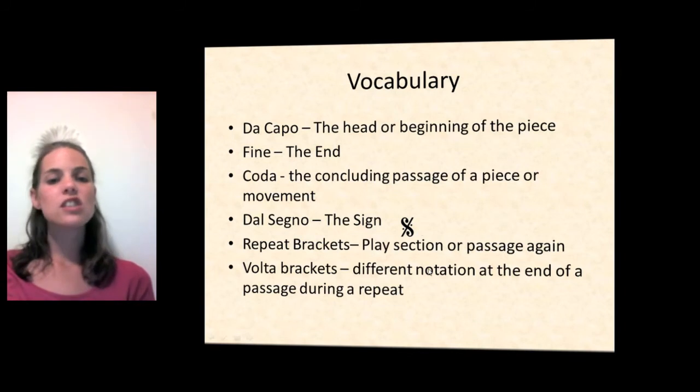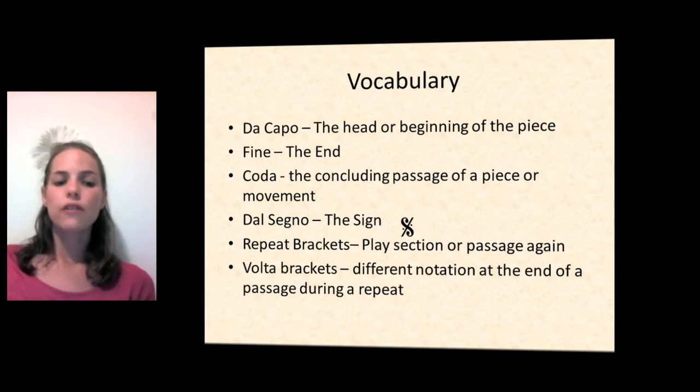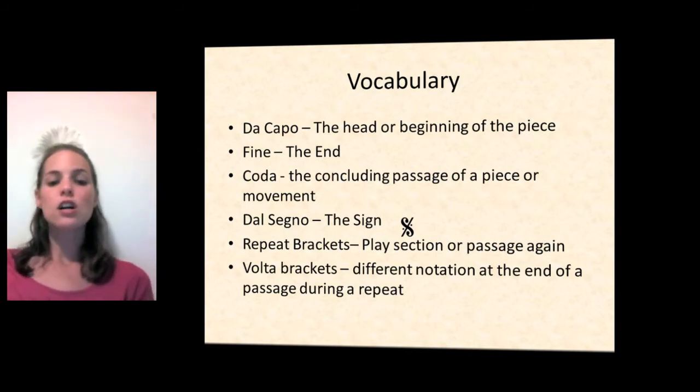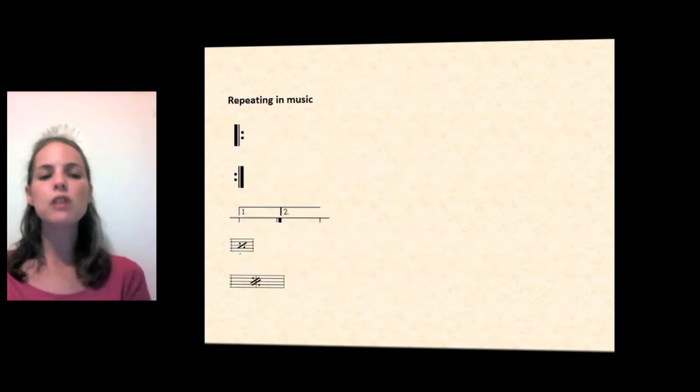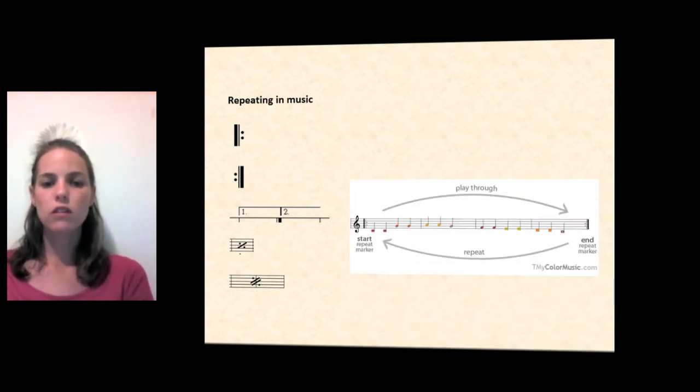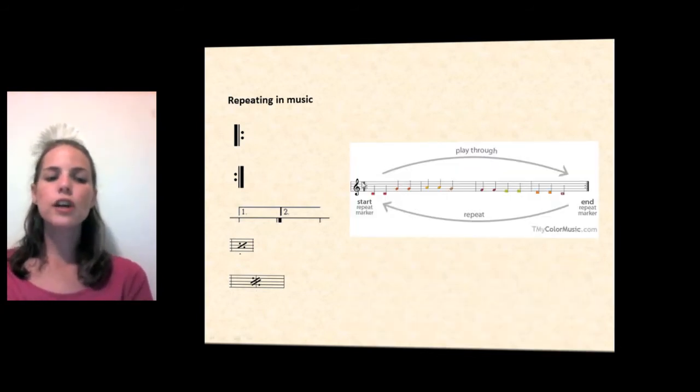Repeat brackets show up in the pieces, and it tells you to play a passage over again. Volta brackets have different notation at the end of a passage during a repeat. Let's take a look at a few of these repeats. So first we're going to look at repeating brackets. Repeating brackets look like this.